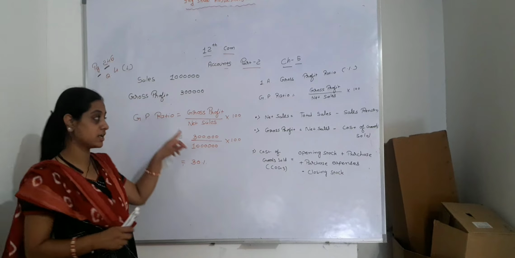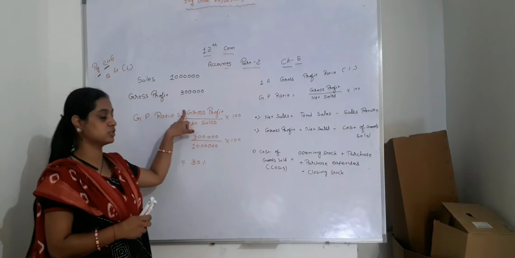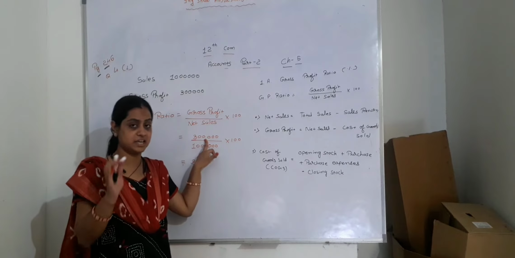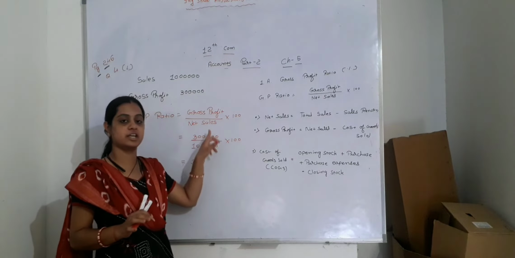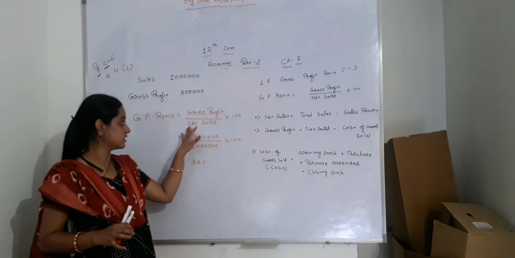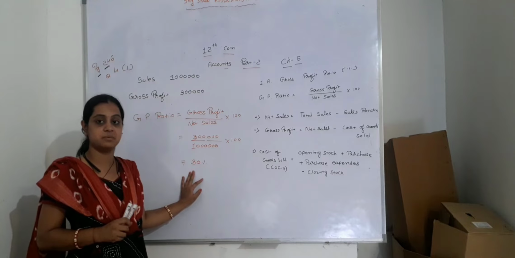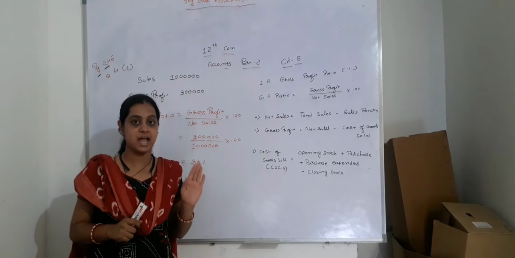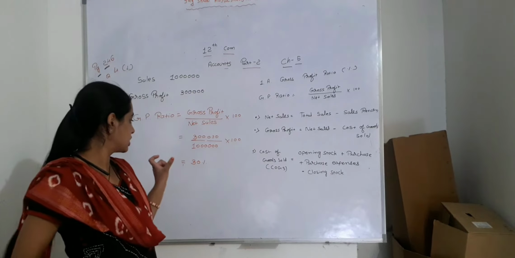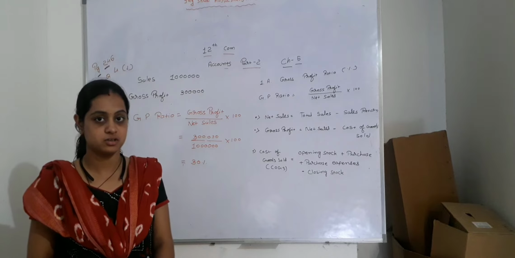I am explaining again. Gross profit ratio is equal to gross profit upon net sales. They have already given gross profit and net sales. That's why we have directly applied this formula and we get the answer 30%. It means this company has earned 30% gross profit.